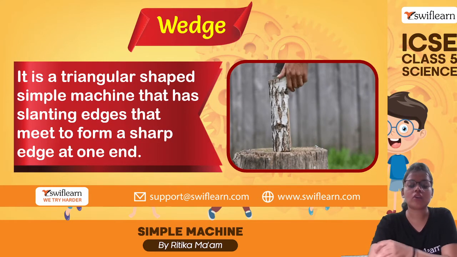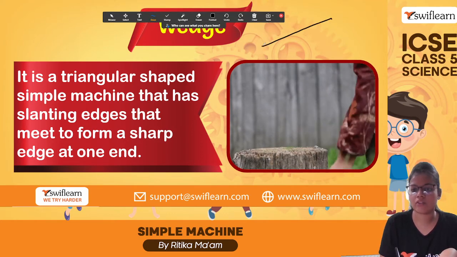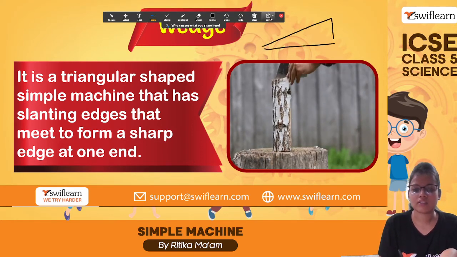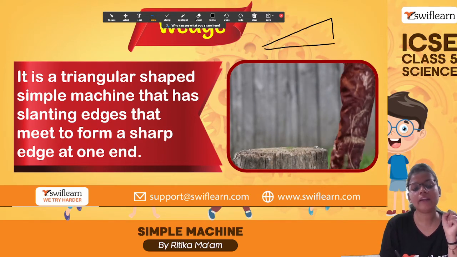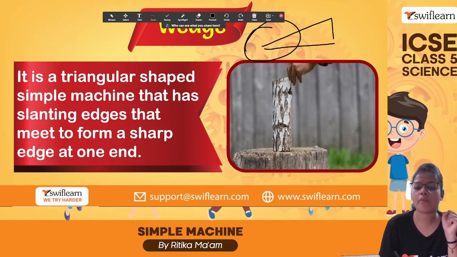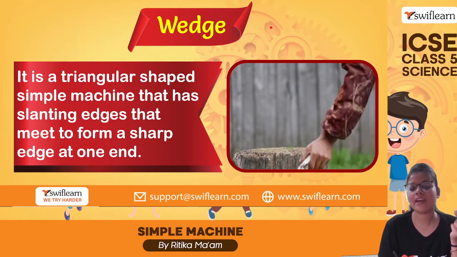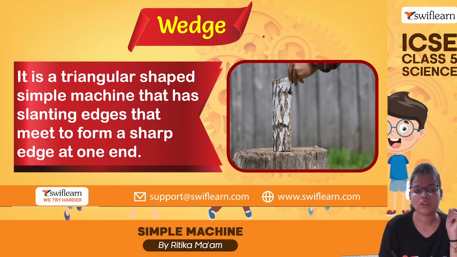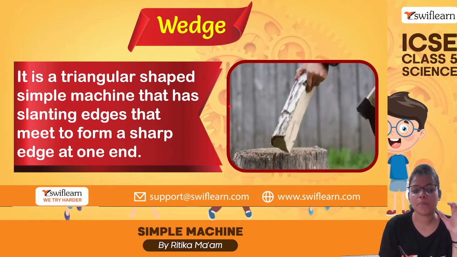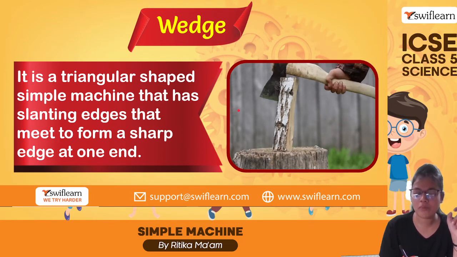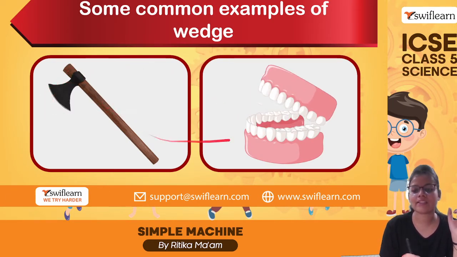Next, talking about the wedge. What is a wedge? It is a triangular shaped simple machine, kind of like this. It has slanting edges, and the edges meet to form a sharp edge at one end. The axe is an example of a wedge. It has a triangular shape, and the slanting edges meet at one end to form a sharp edge. Some common examples are the axe and the jaw.